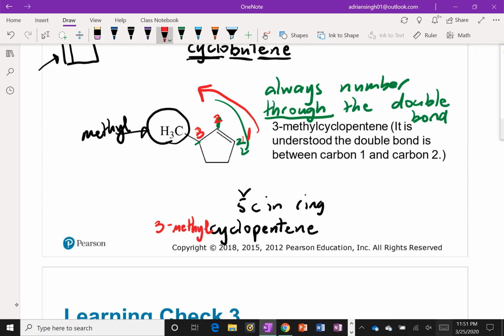cyclopentene. I don't need to say 1-cyclopentene because it's understood in a ring structure that the double bond is going to be between carbon 1 and 2. So let's just specify this. This is for a ring.